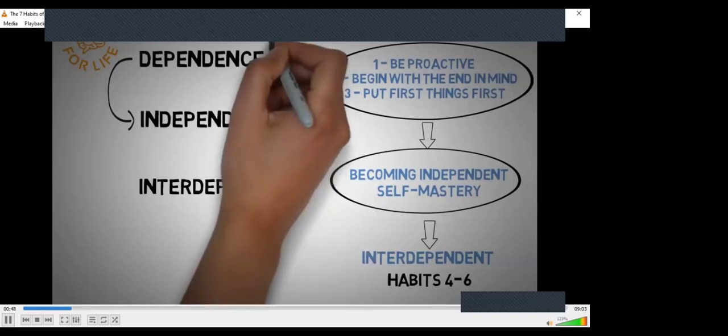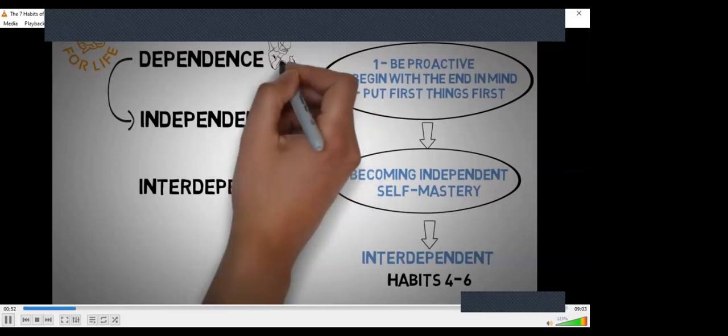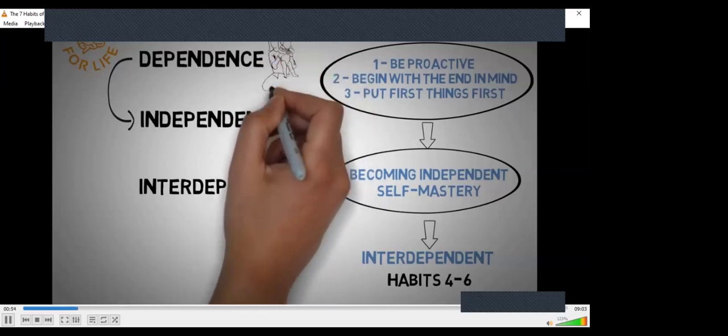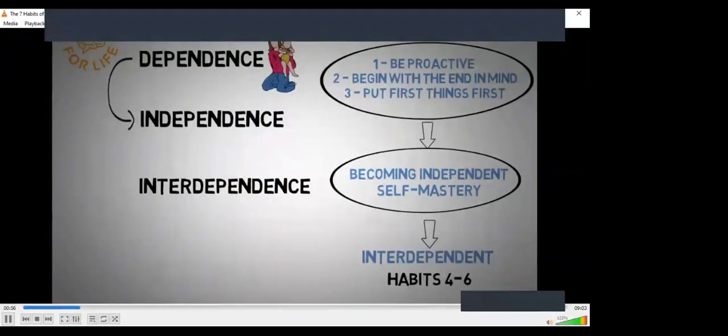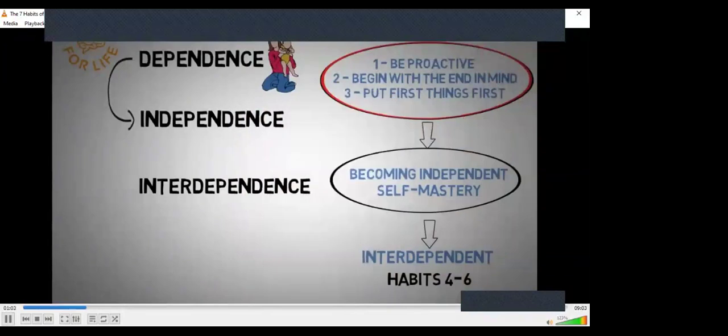Dependence is like the relationship between a child and a mother, or even sometimes between a boss and an employee. It's the attitude of you. To move from dependence to independence, you have to nail the first 3 habits. Again, be proactive, begin with the end in mind, and put first things first. This is the attitude of I.